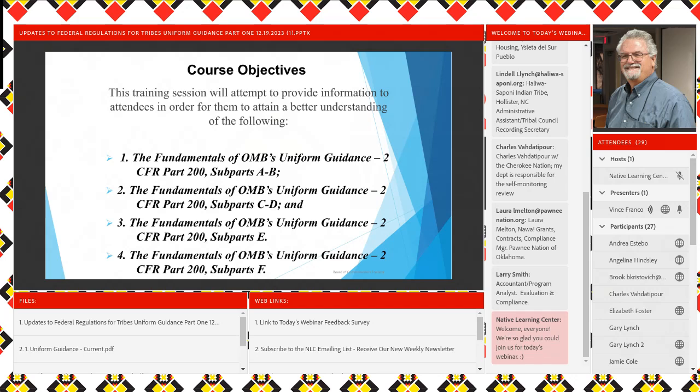This is where we're going to get into procurement and cost allowances, direct and indirect costs. That's all in subpart E. And then we'll close it out tomorrow with subpart F. The second half of tomorrow's program will be subpart F, which is audit requirements.